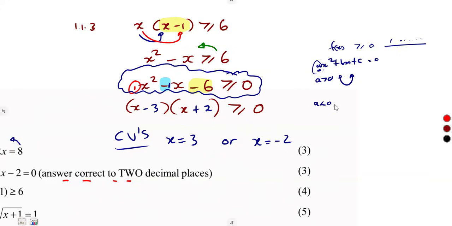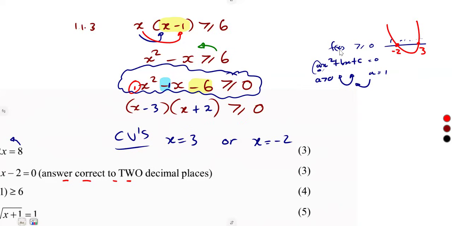Then for a less than 0, it's going to be facing down, concave down. So in our case, a is what? It is 1. The coefficient of x squared is 1. So it's going to be facing up, concave up, like this. And the solutions where the curve and the x-axis meet will be -2 and 3. So -2 on the left side, 3 on the right side.